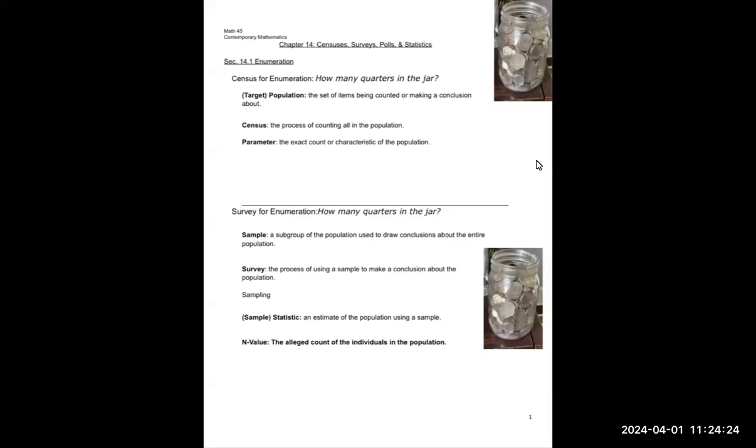Hi, this is chapter 14, Censuses, Surveys, Polls, and Statistics. This is going to be a little bit of an introduction to statistics. It's really good for two reasons. There's a lot of statistics and numbers being thrown out there that we're reading in our newspapers, so seeing where they're getting these numbers and the process they go through to get them really gives you more of an understanding of those numbers.